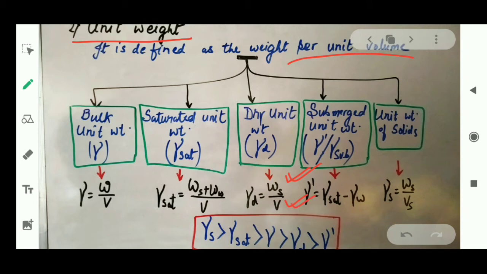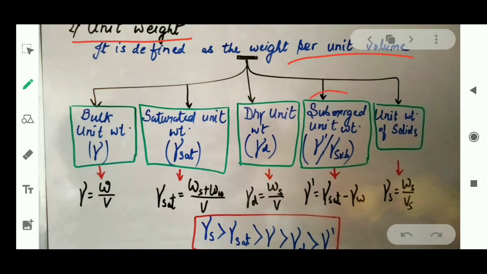What is dry unit weight? Unit weight is equal to weight by volume, right? Weight by volume. So what we get is the ratio of weight of solid to the volume of soil mass, right? Here we can understand the dry unit weight, right?